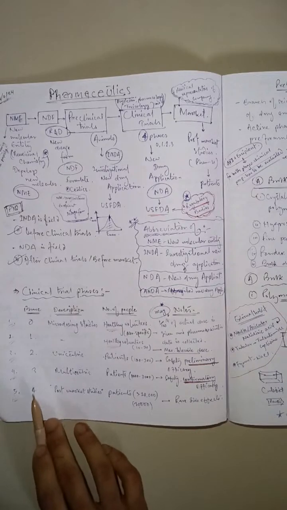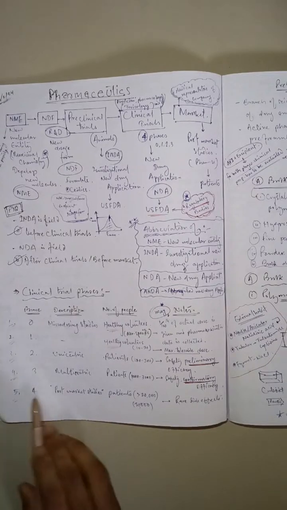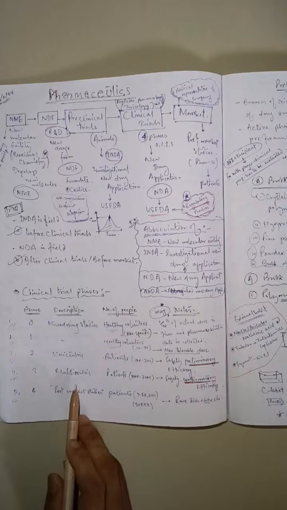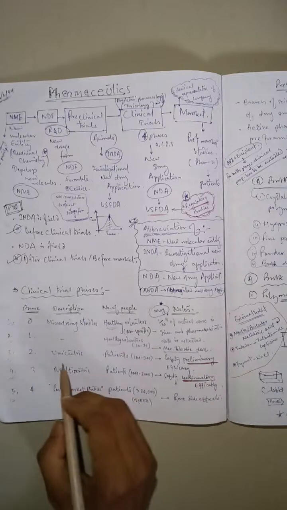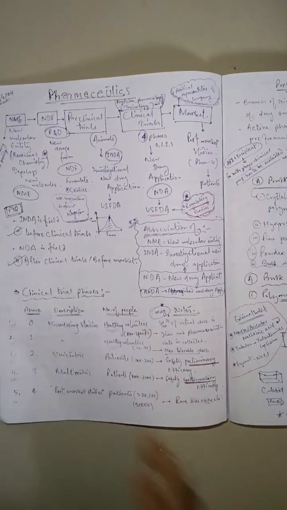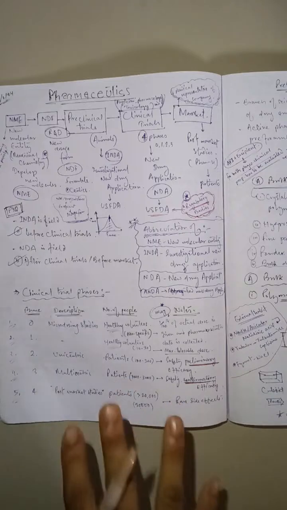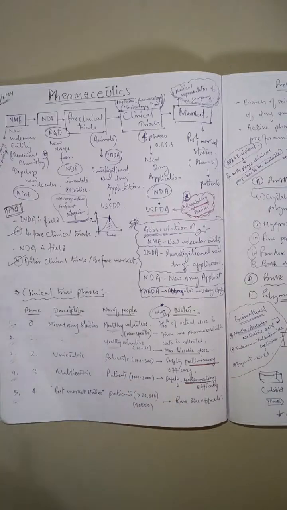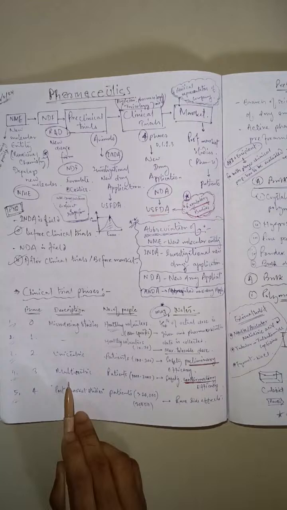Next, phase 3. Phase 3 is actually the fourth phase. Phase 3 is called multicentric. Why is it called multicentric? Listen. Unicentric means it will be done in only one area, in a single hospital or single healthcare area. Multicentric is done in different areas.